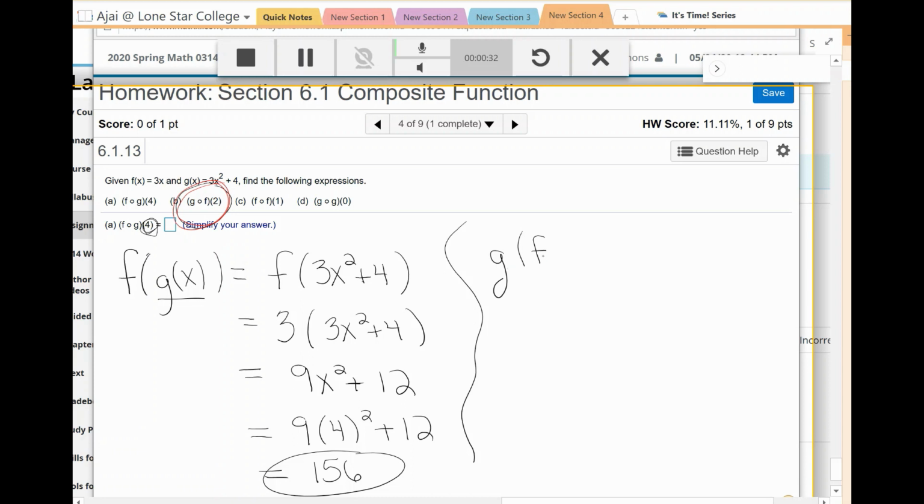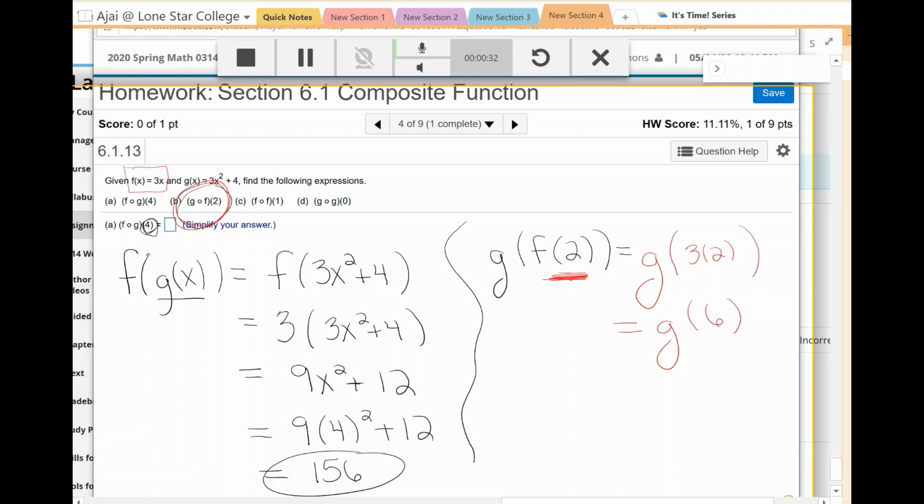So it says g of f of 2. Let's go ahead and put the number 2 in there instantly. You're always going to work with the innermost first. This is f of 2. What does f of 2 mean? If I was to say this in a sentence, f of 2 means go to the f function, and wherever you see x, you put a 2. So that'll be 3 times 2, and that's going to be 6.